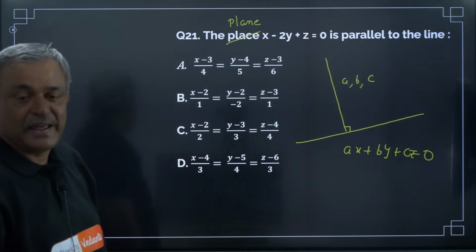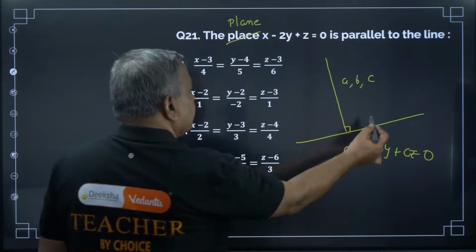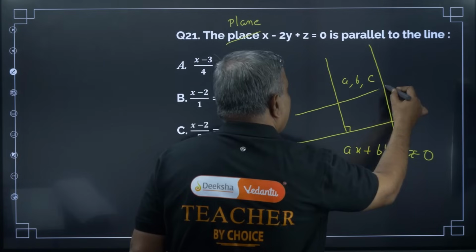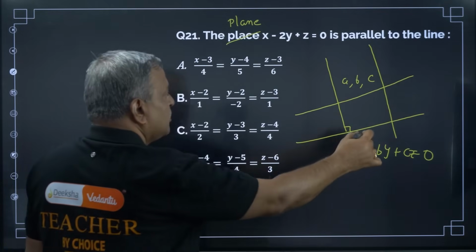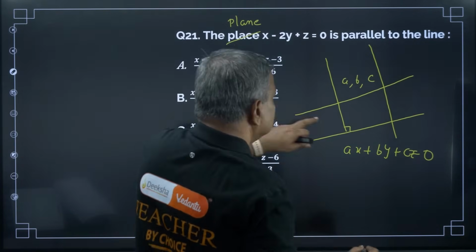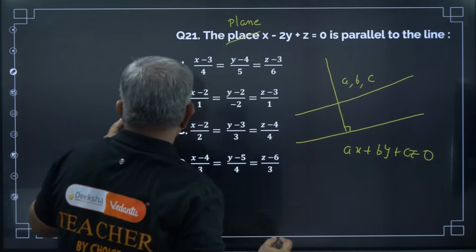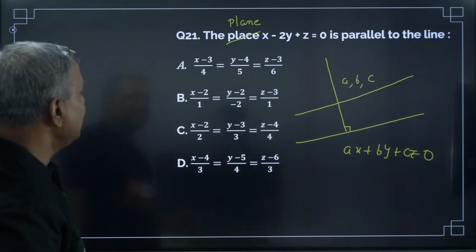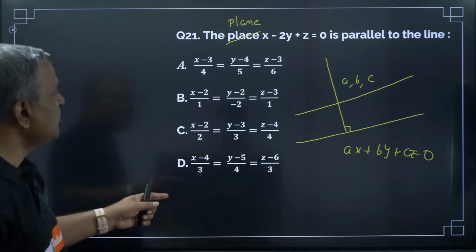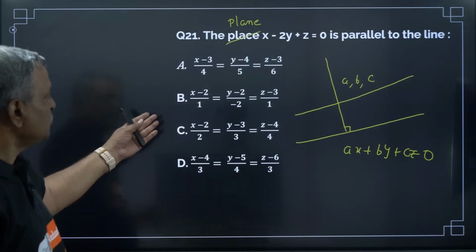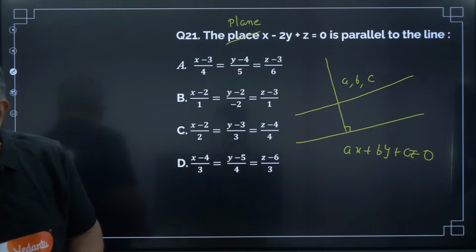The plane is parallel to this line, not this one. I erase this one. Okay, what do they want to say? Parallel to this line. So what are the DRs given? 1, minus 2 and 1, which multiplies the perpendicular. So option B is correct.